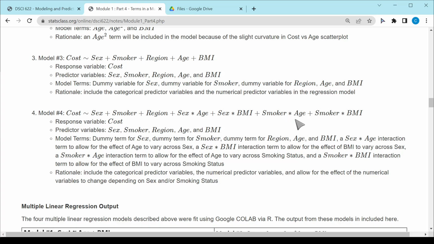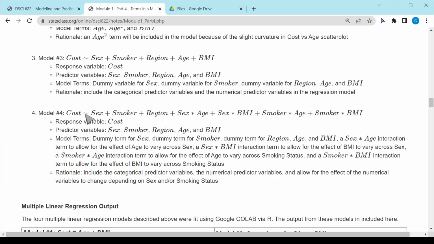Likewise, if I want the effect of age to be different between my smokers and non-smokers, which might actually be more important to cost than sex by age. So if I have a very old smoker, then my insurance costs are probably going to go up much more than if I have an older non-smoker, just because of the ill effects of smoking. And then this last term is going to allow for the effect of BMI to vary between smokers and non-smokers.